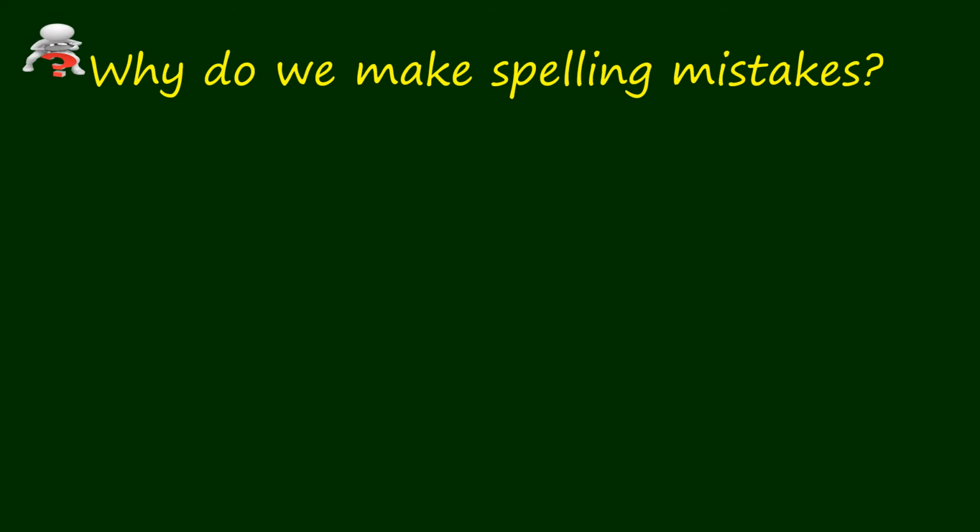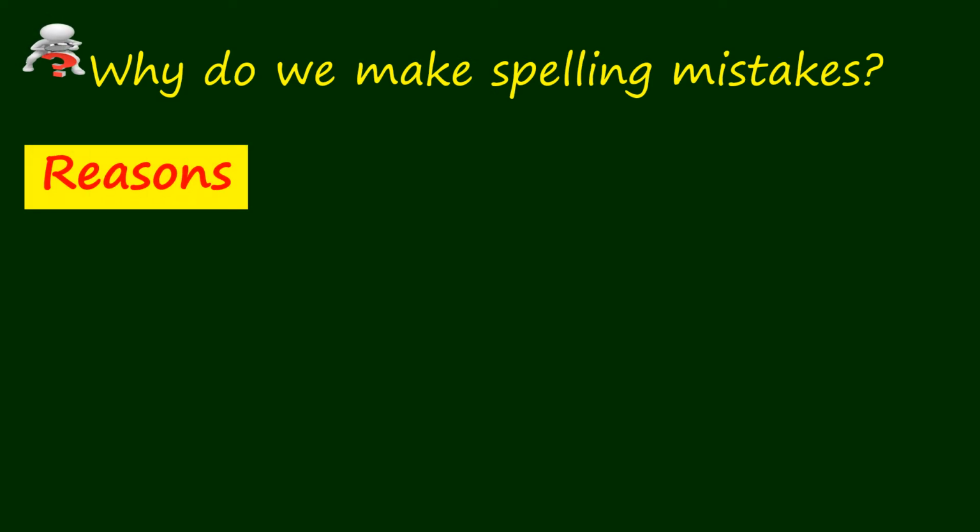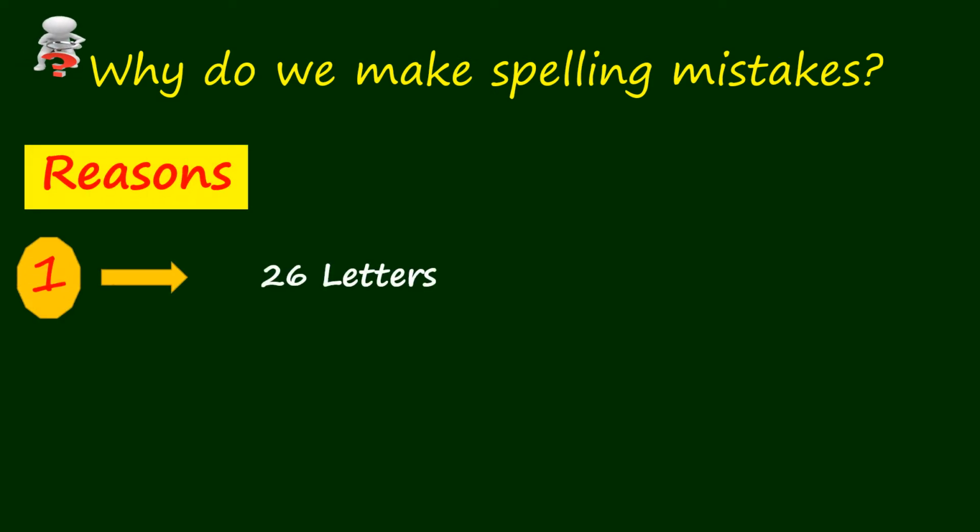Have you ever thought as to why we make spelling mistakes in English? The reasons for this are: the first one, there are 26 letters in English in total. From A to Z, we have 26 letters. That means these 26 letters should give 26 sounds, but that is not the case. These 26 letters actually give 44 sounds.